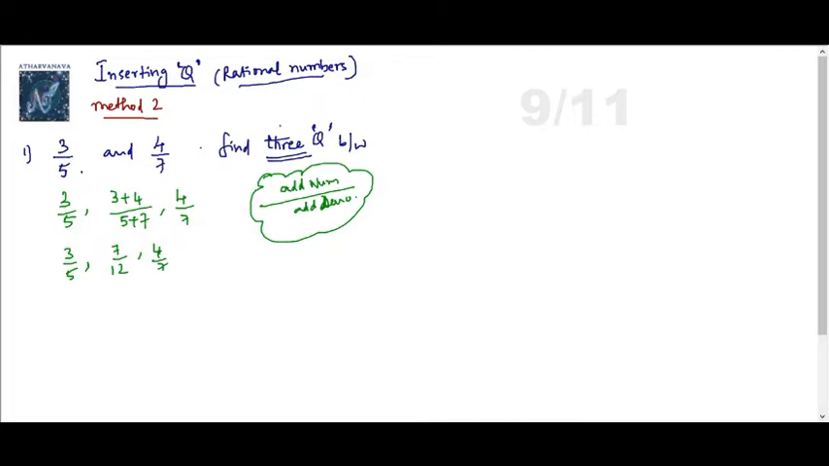Now how many do we want? We want 3, and 1 we found already. I'll change the color. Now the second one we will find. Here, we have 3 by 5, and in between these two I want to find one more term. What I'll do is just add the numerators and add the denominators: 3 plus 7 by 5 plus 12, comma 7 by 12.